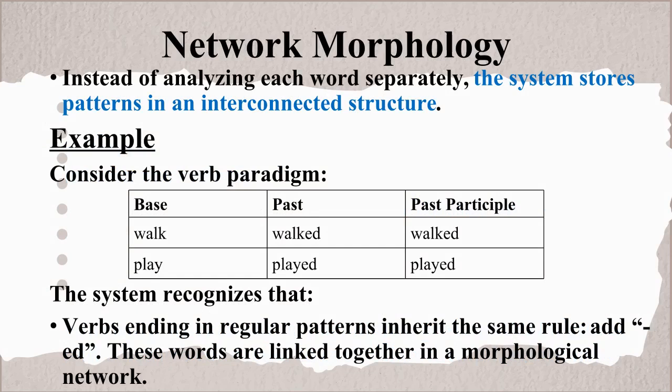For example, consider the verb paradigm. For the verbs walk and play, their past and past participle forms are formed by the addition of the ed suffix. The system recognizes this regular pattern, which is inherited by all regular verbs as the same rule for their ending. All of these words are linked together in a morphological network.